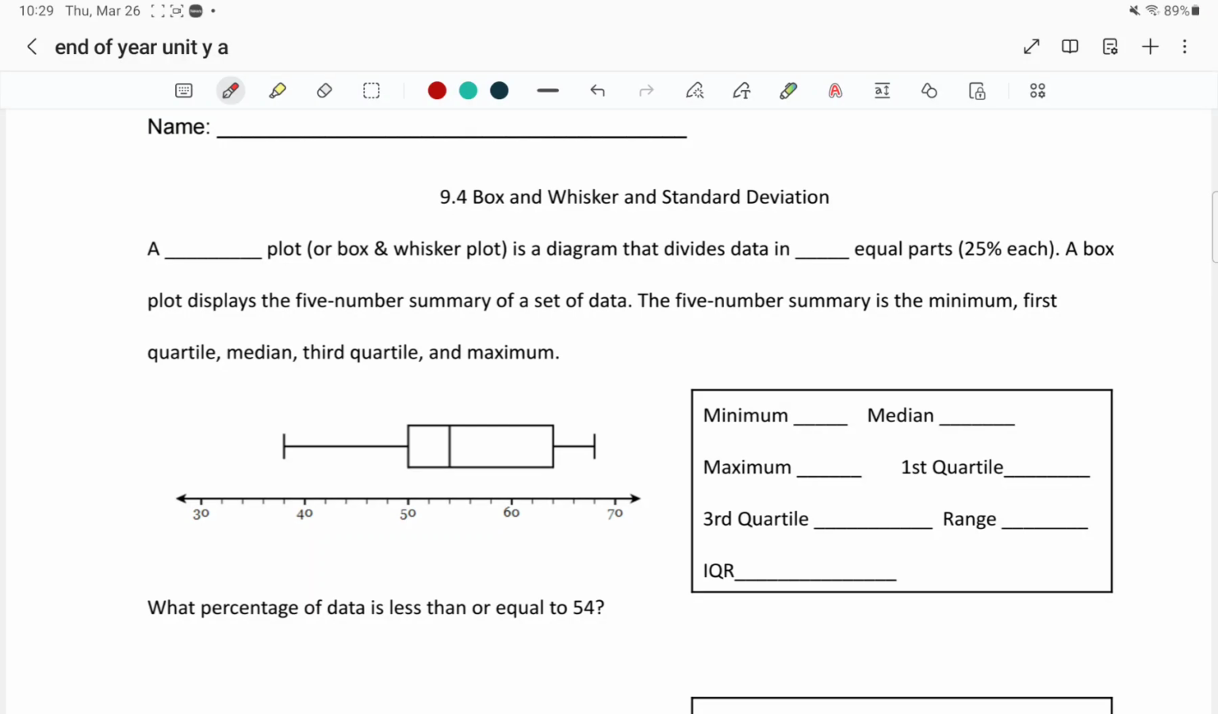All right, we are gonna dabble a little bit in statistics. We're gonna be talking about box and whisker plots, which look like that. And we're gonna be talking about doing standard deviation in Desmos as best we can on a video.